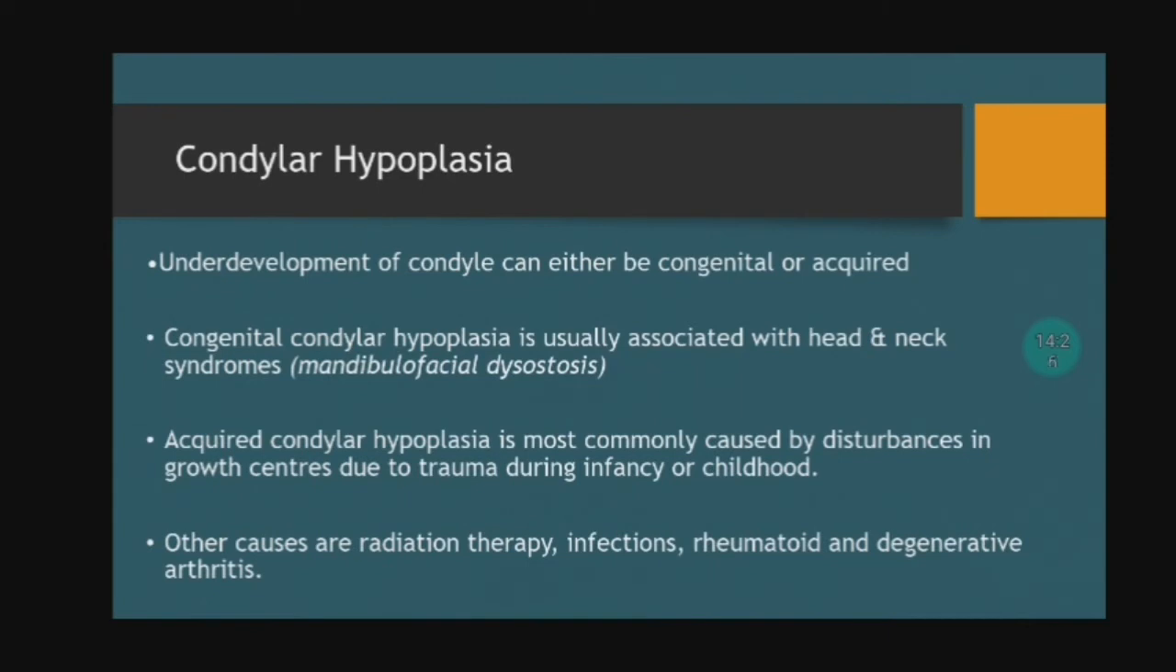Condylar hypoplasia. Underdevelopment of the condyle can either be congenital or acquired. Congenital condylar hypoplasia is usually associated with head and neck syndromes or mandibulofacial dysostosis. Acquired condylar hypoplasia is most commonly caused by disturbances in growth centers due to trauma during infancy or childhood. Other causes are radiation therapy, infections, rheumatoid and degenerative arthritis.